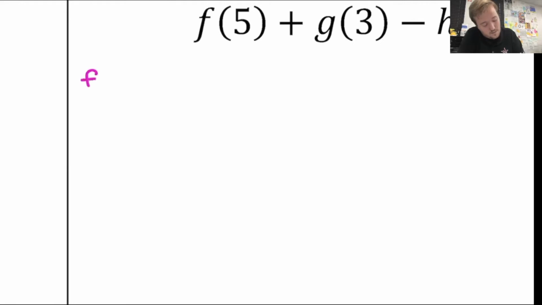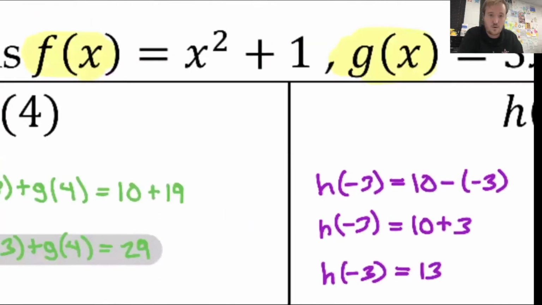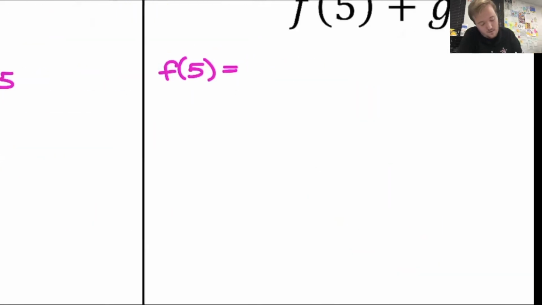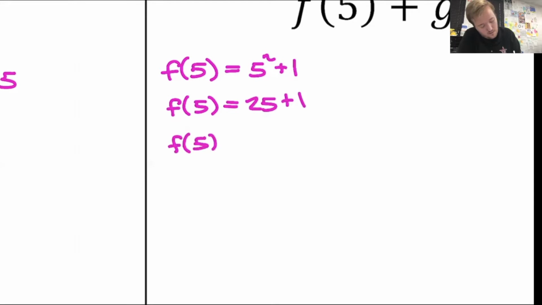So start with f of 5. Just to double check, f of x is x squared plus 1. So I'm going to have 5 squared plus 1. So 5 squared is 5 times 5, which is 25, plus 1. So f of 5 is going to be 26. All right, so now let's find g of 3.